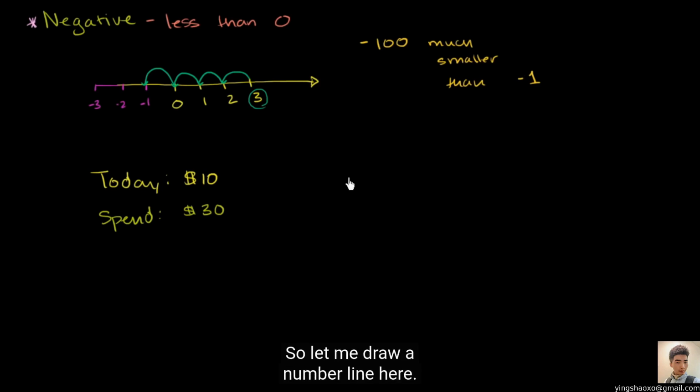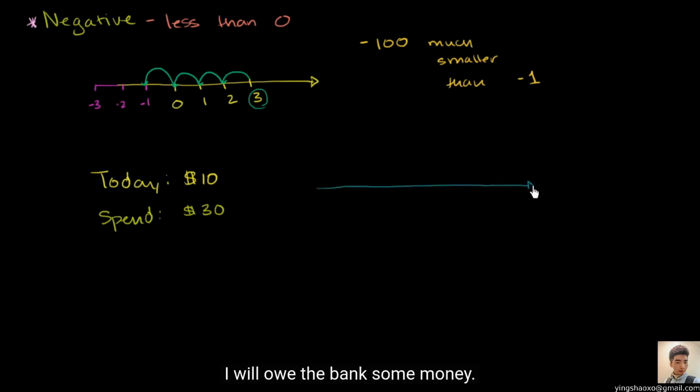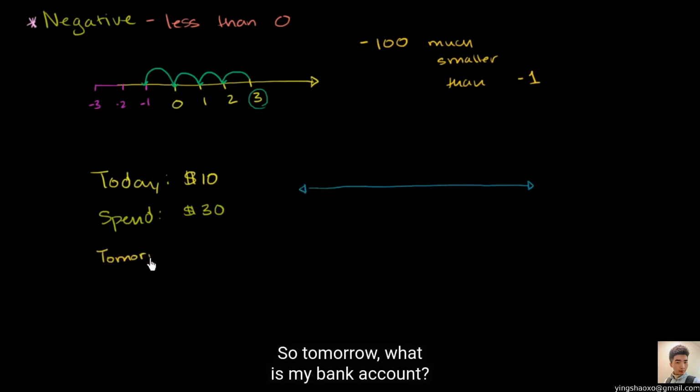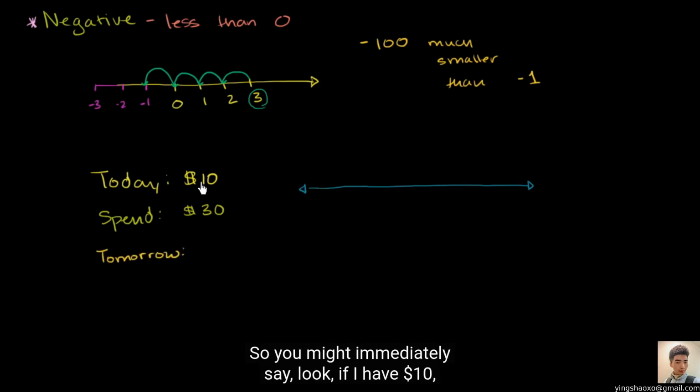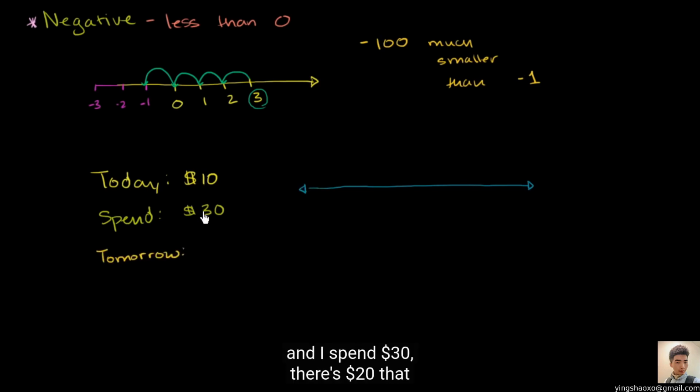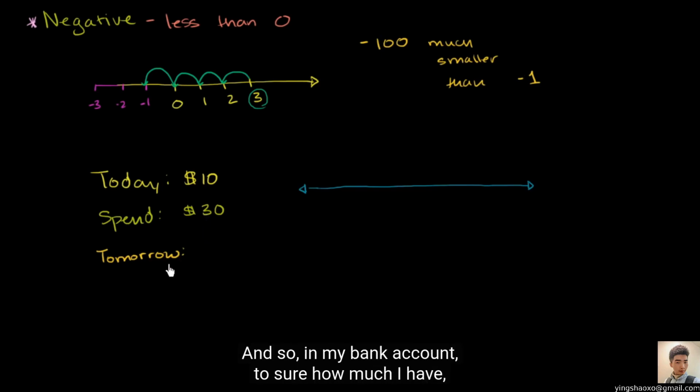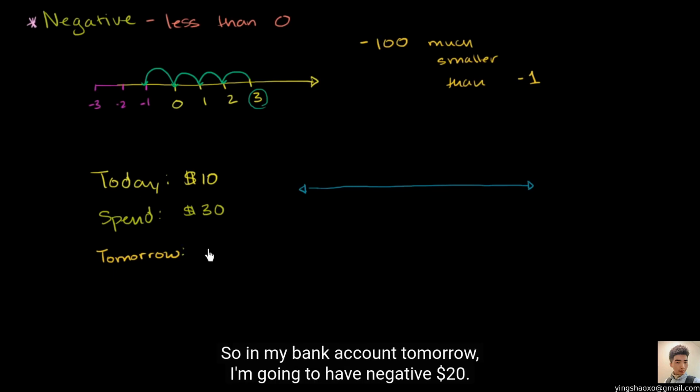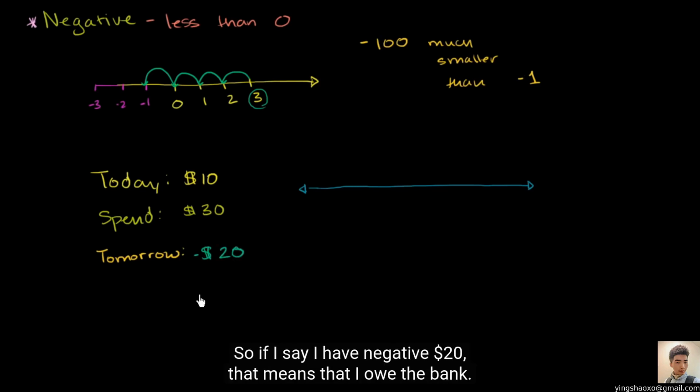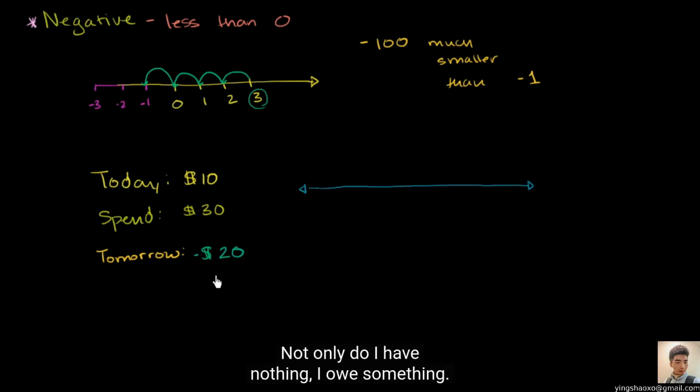Let me draw a number line here, and you might already have an intuitive response. I will owe the bank some money. So tomorrow, what is my bank account? You might immediately say, if I have $10 and I spend $30, there's $20 that had to come from someplace, and that $20 is coming from the bank. So I'm going to owe the bank $20. In my bank account, to show how much I have, I could say 10 minus 30 is actually -$20. So tomorrow I am going to have negative $20. If I say I have -$20, that means I owe the bank. Not only do I have nothing, I owe something. It's going in reverse.